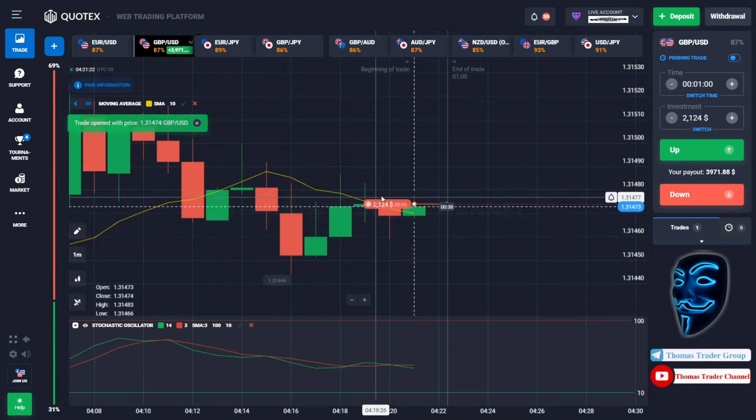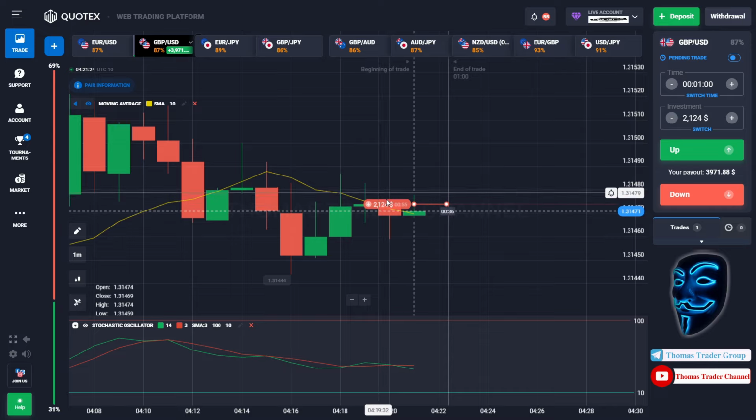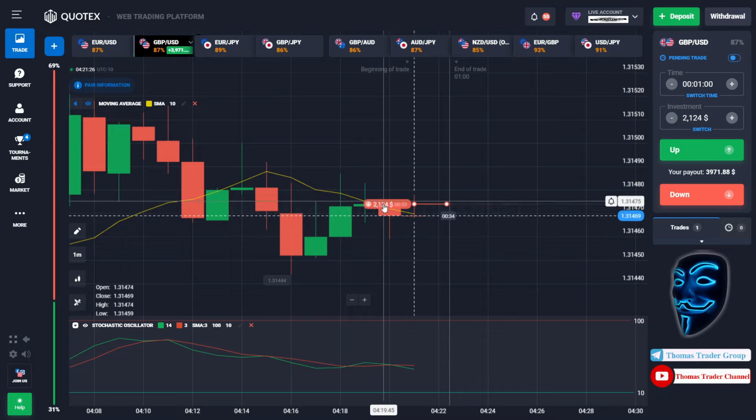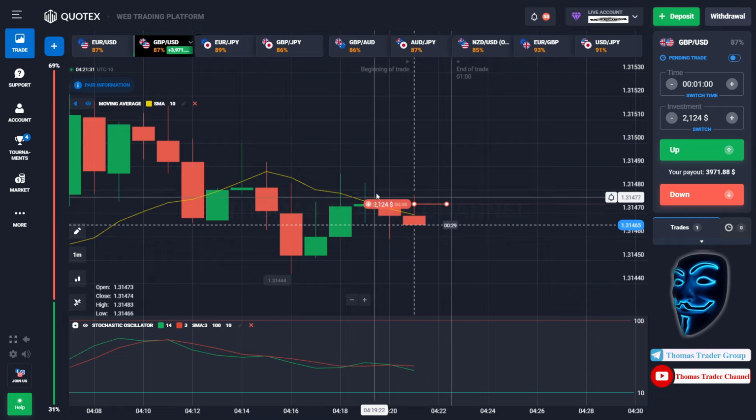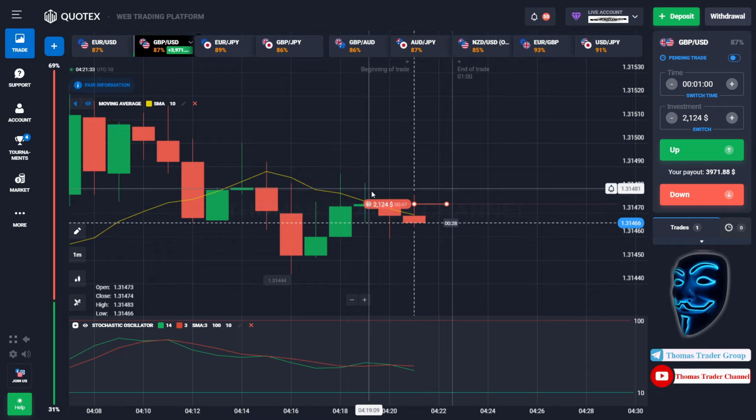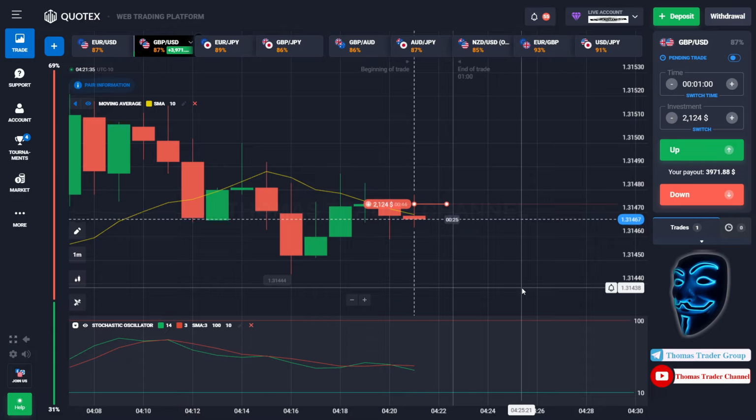Like what I said before, when the market has the moving average line, the market will make a rebound and it will continue the bearish trend. Let's prove it and let's wait till the end of our trade.